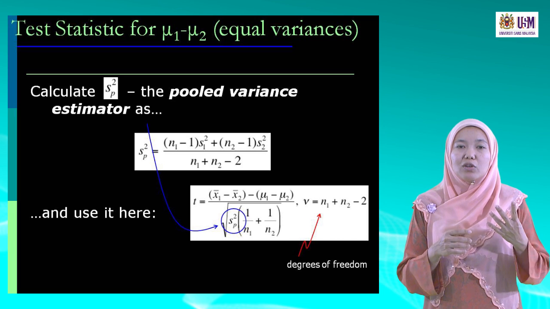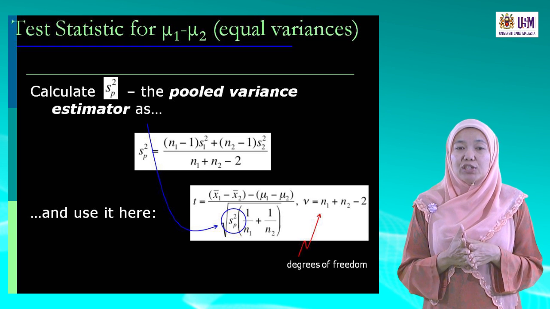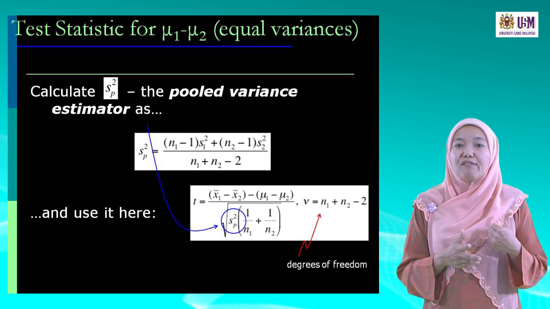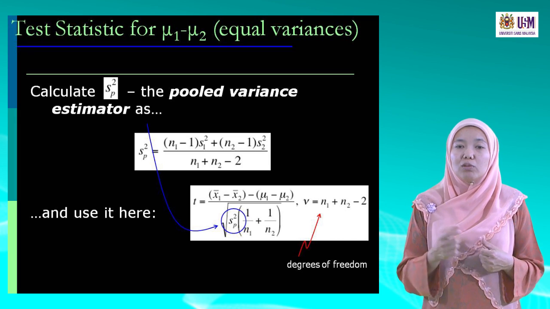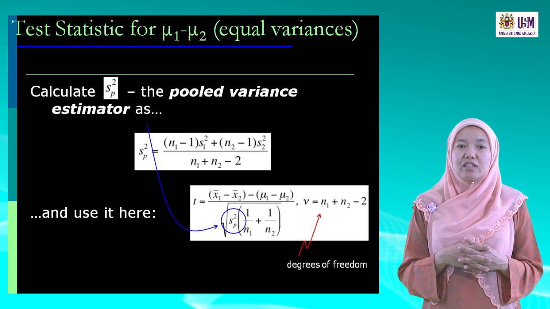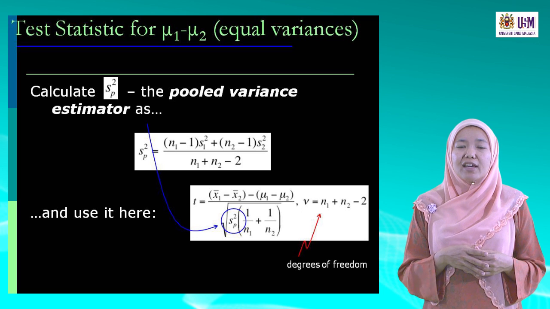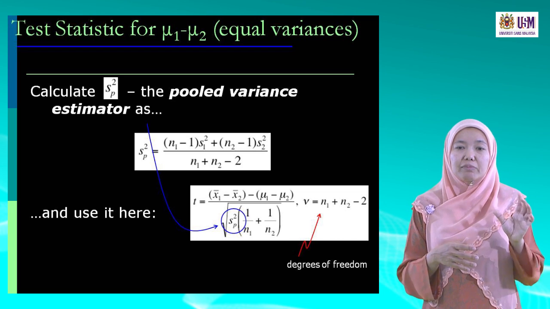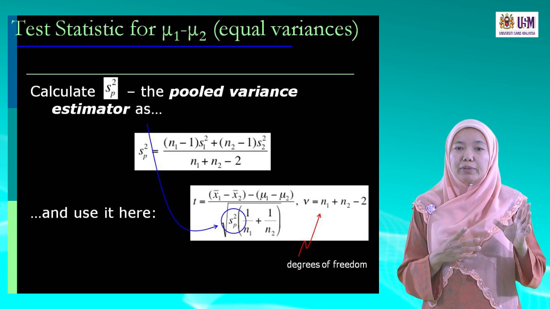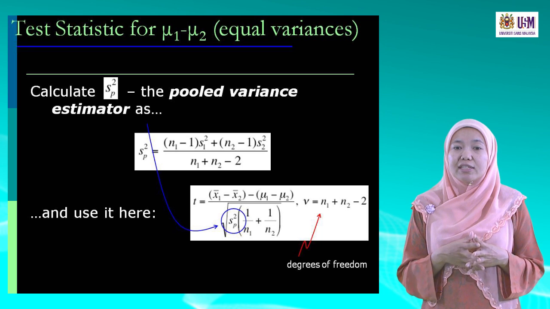In case you get confused, S is standard deviation, S squared is variance. So the symbol P there is just to show that this is the pooled or combined variance estimator. How do you calculate Sp squared? The formula is that we have n1 minus 1, which is the degree of freedom for sample 1. N1 minus 1 in brackets, you multiply with S1 squared.